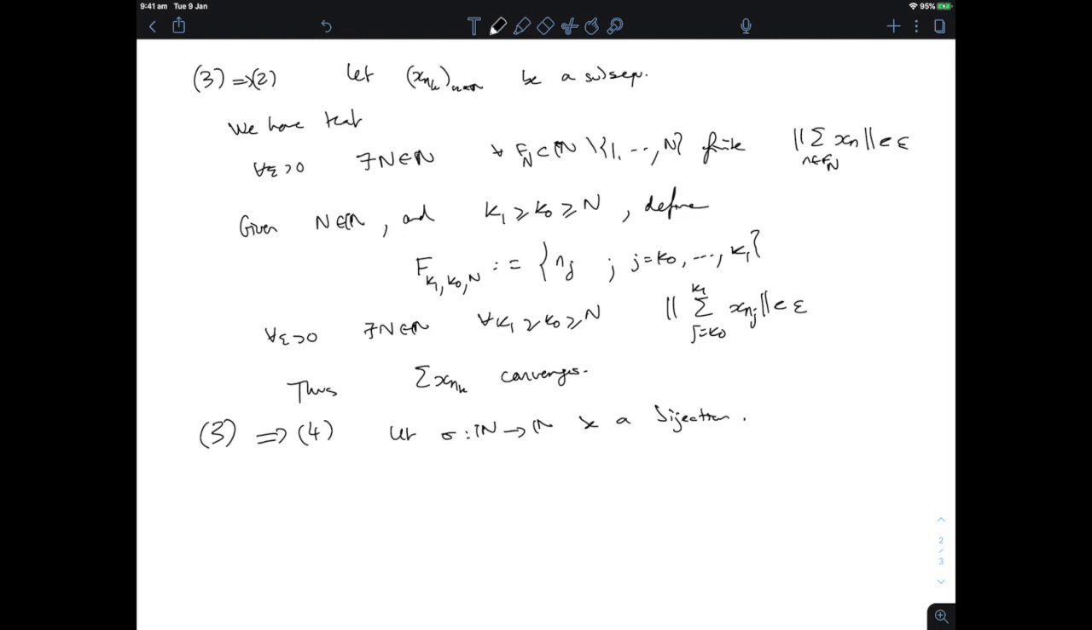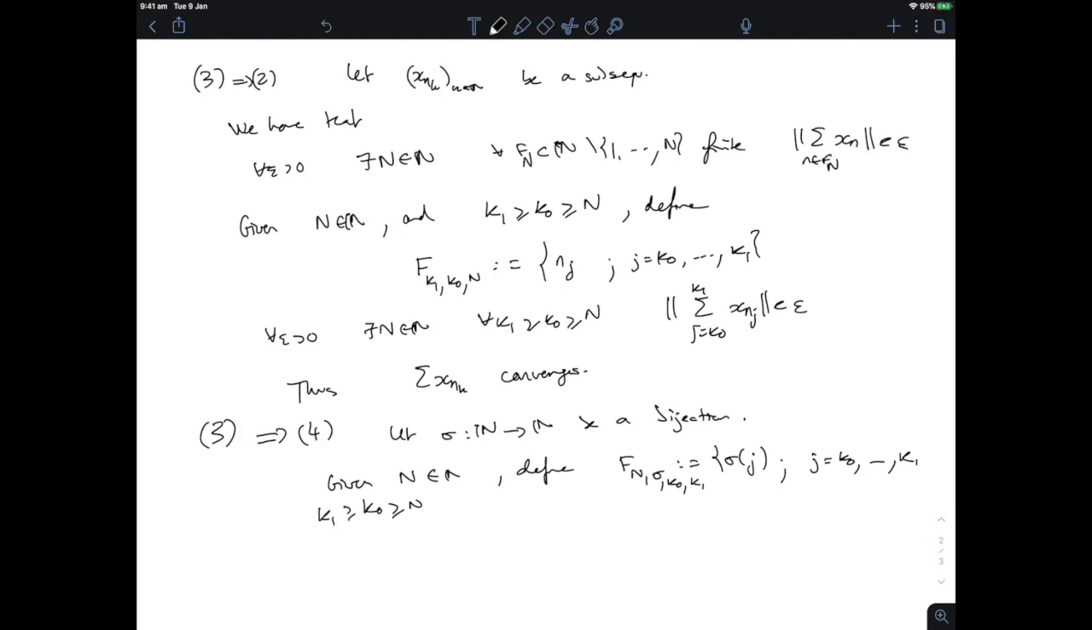Okay, and then what do we do? Given n in N, we define F_n sigma to be the set of all those sigma_j, where j runs between k0 and k1. Should have called that F_{sigma,k0,k1} for k0 greater than n and k1 greater than k0.